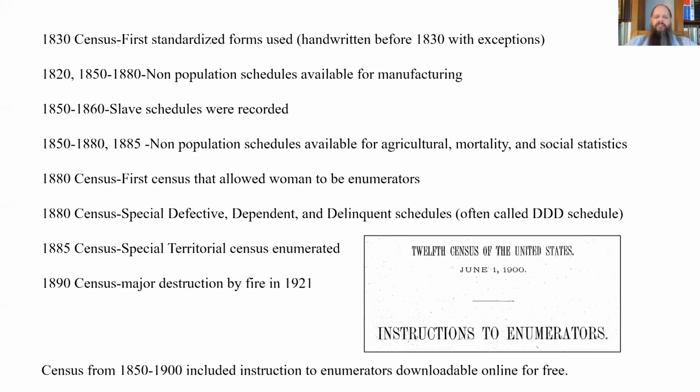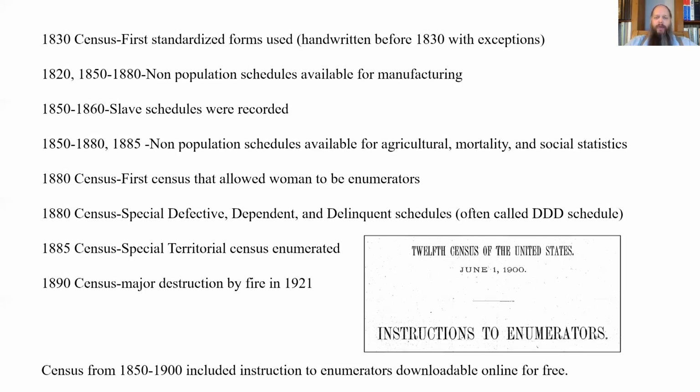The 1830 census was the very first one that used standardized forms. These forms were essentially handwritten with few exceptions prior to 1830. There were, however, a number of non-population schedules that were recorded. First of which was in 1820 with what was called the manufacturing schedule. This was first recorded, then there was a short period where it was broken and again picked up between 1850 and 1880. There were slave schedules recorded between 1850 and 1860.